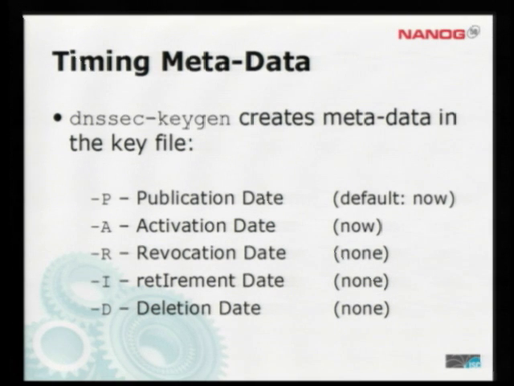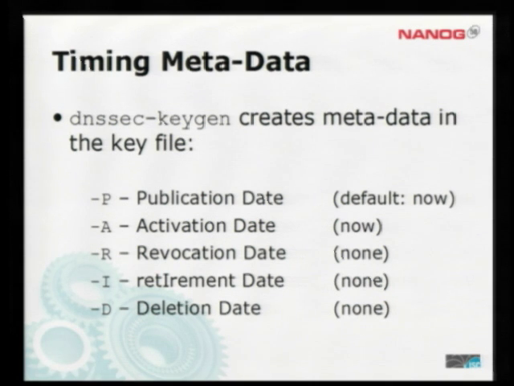The activation date. When is this key actually going to be used to sign the data in the zone? Okay, I can include the key using -P, but I don't actually want to start signing the zone with it yet. For example, key rollover, key signing key, RFC 5011, all that stuff. You want to publish the key 30 days in advance before you actually activate, start using it.